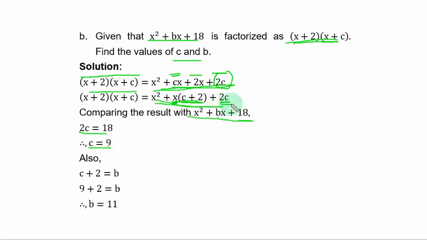If you put 9 here now, 2 times 9 is this 18. You see why they are equated together. If you compare the term that contains s, this is bs, and you have s times c plus 2, you have it that b is equal to c plus 2, or c plus 2 is equal to b. And what is c? 9. So 9 plus 2 is equal to b. Therefore, b is equal to 11. This is how you deal with problems like this.